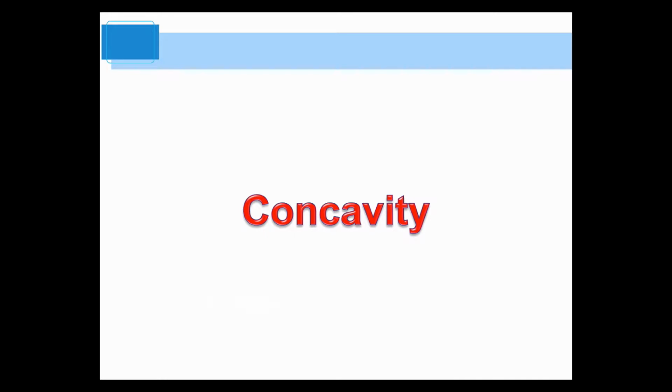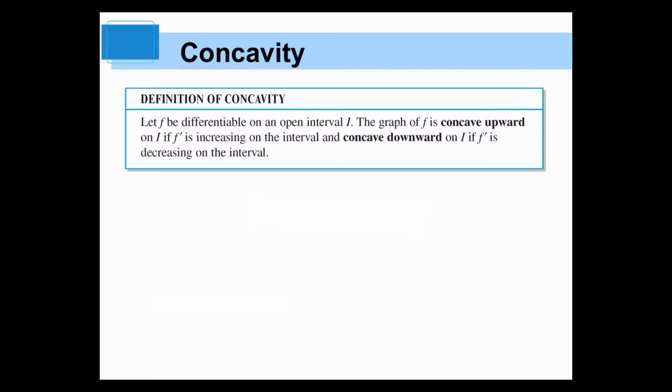Okay, concavity. We're going to deal with some fancy schmancy calculus definitions, and then I'll show you some pictures that will clarify what concavity is. There it is, the fancy definition. We've got an interval I, so it could be 0 to 2, 0 to 7, negative 10 to negative a million, whatever. It's concave up if f prime is increasing. It's concave down if f prime is decreasing.